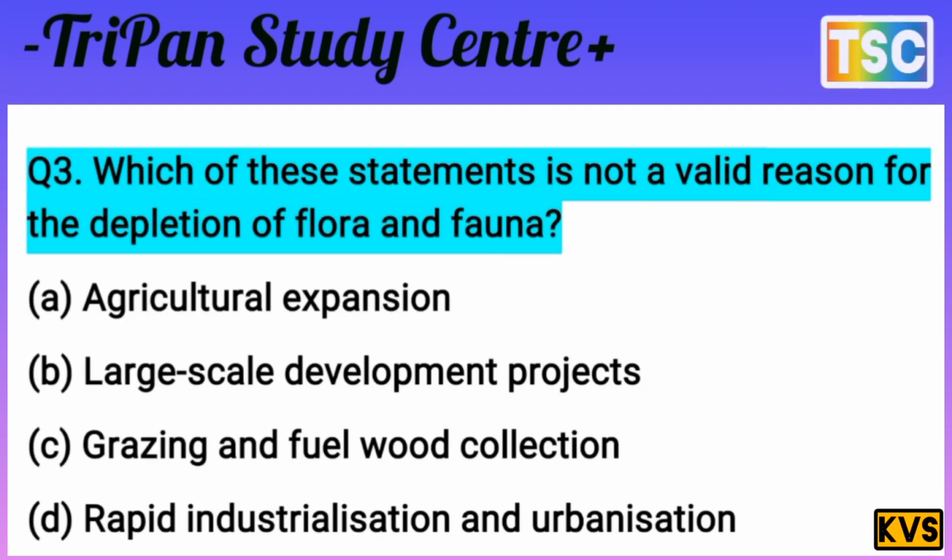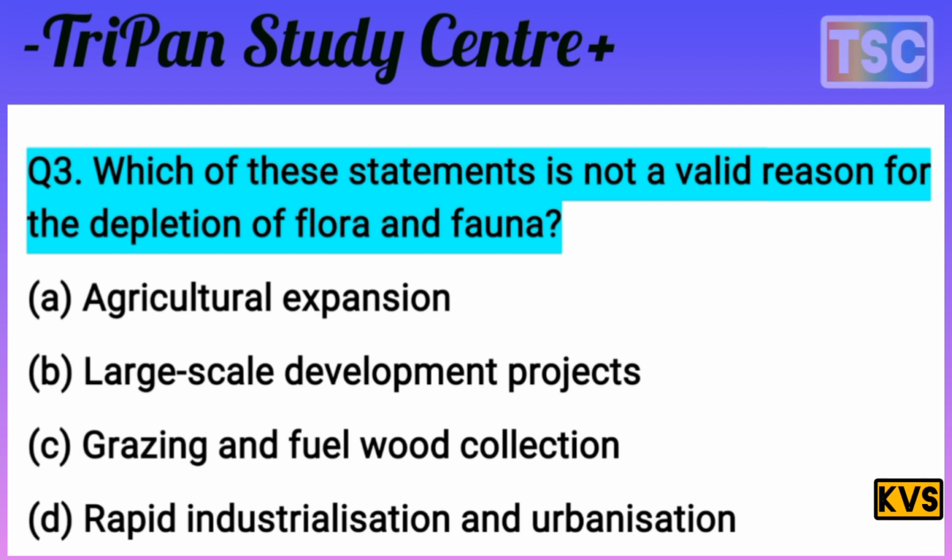Which of these statements is not a valid reason for the depletion of flora and fauna? You know that's an important question for the board exam. The options here: A, agriculture expansion; B, large-scale development projects; C, grazing and fuel wood collection; and D, rapid industrialization and urbanization. This is the most important question for all competitive exams and also for the board exam. First of all, let's test your knowledge. I will give you a few seconds.